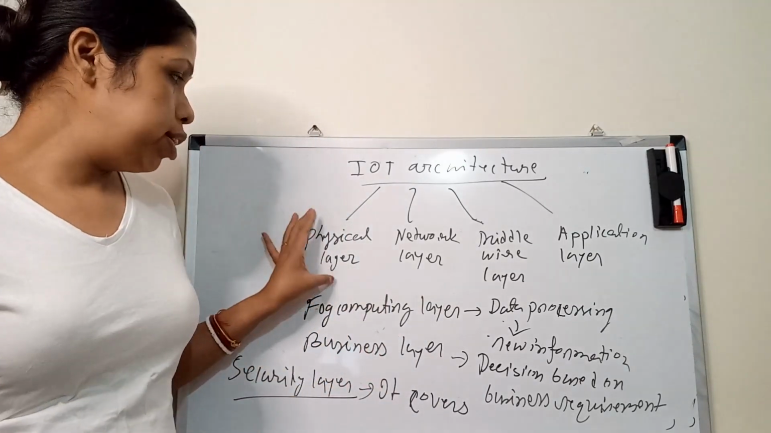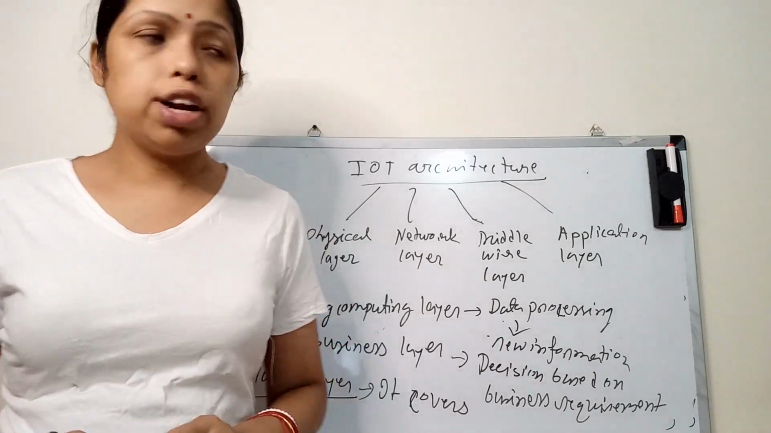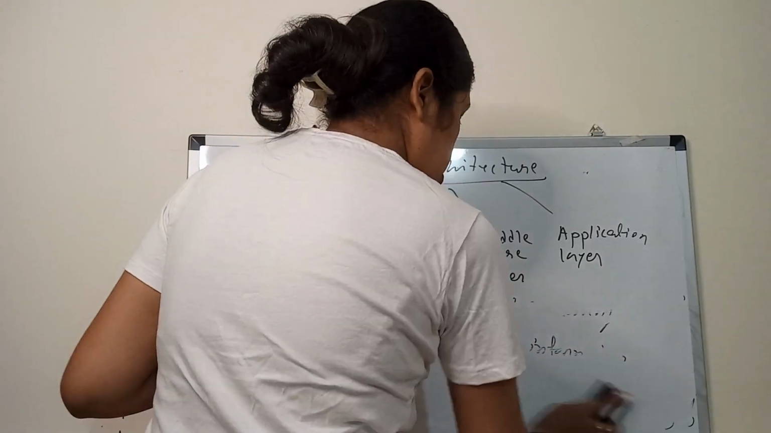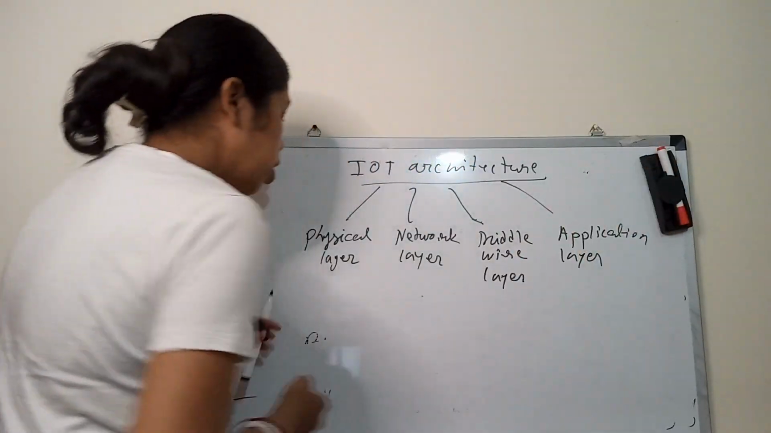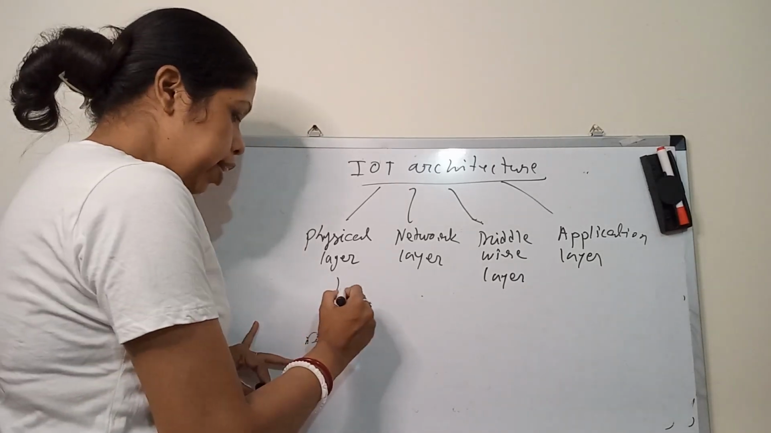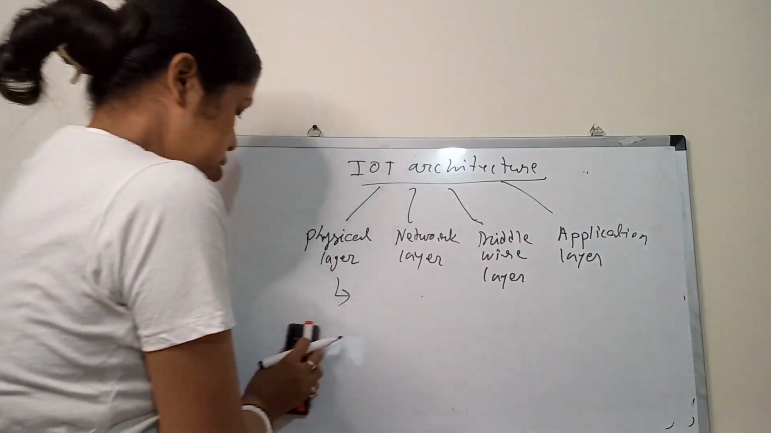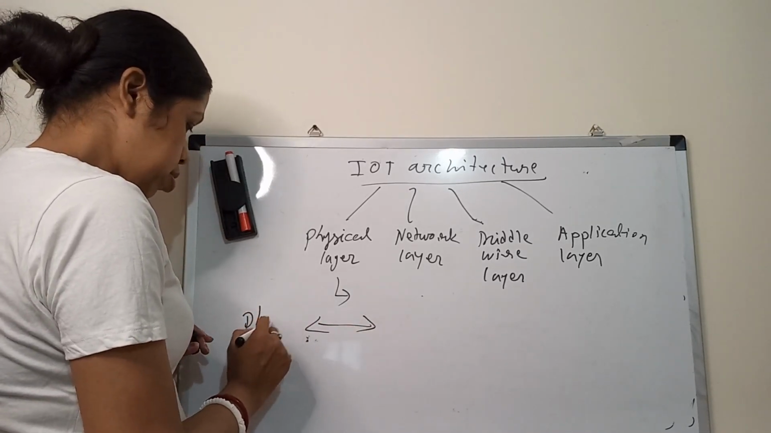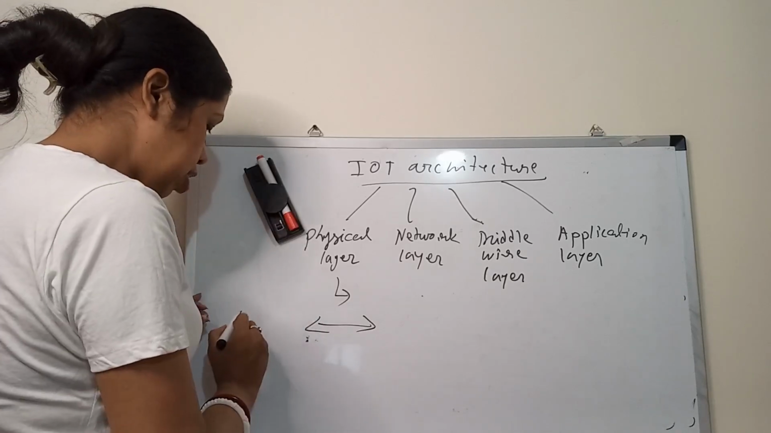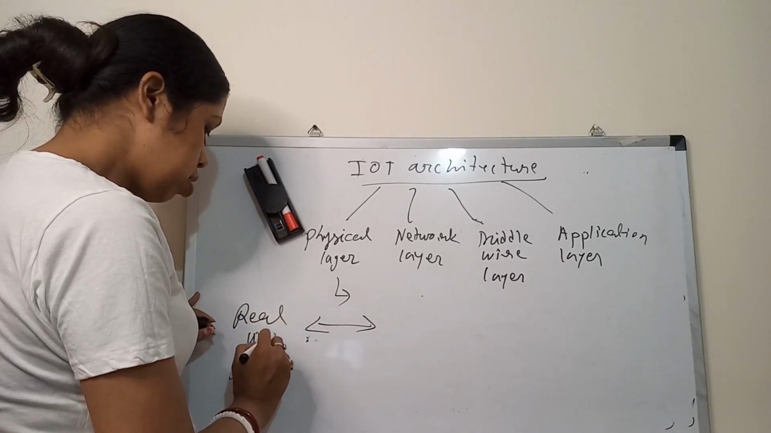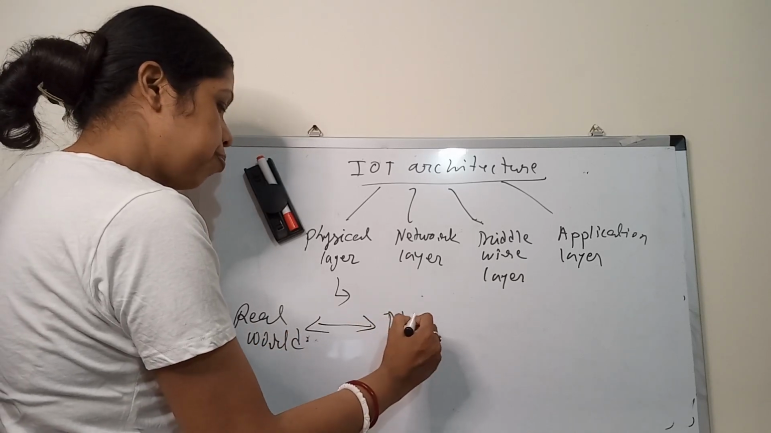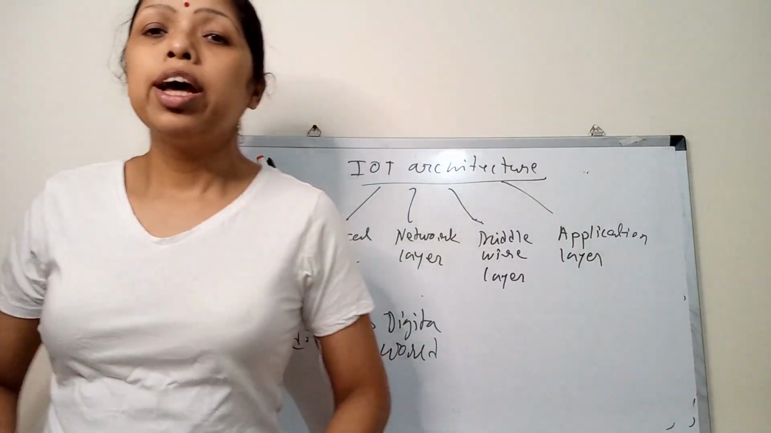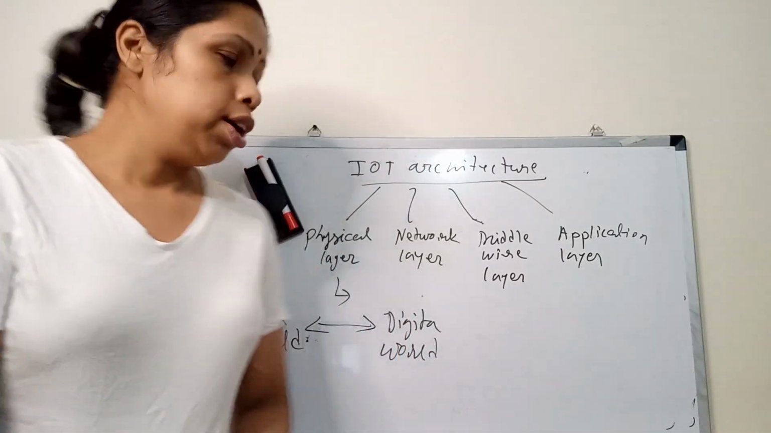Now come to these four layers: the physical layer, network layer, middleware layer, and application layer. The physical layer is normally a bridge between the real world and the digital world.